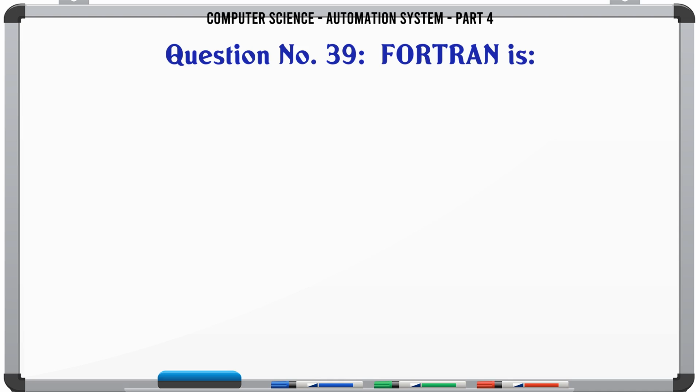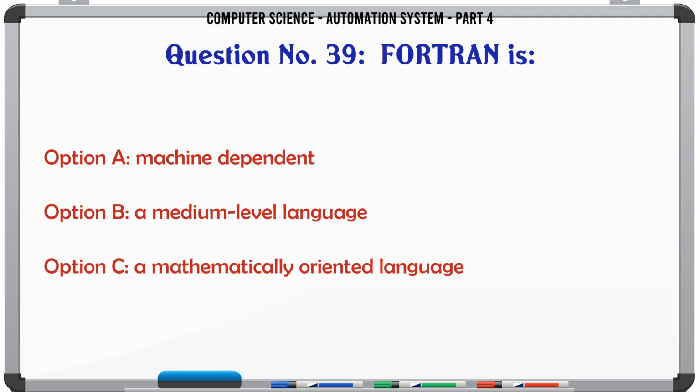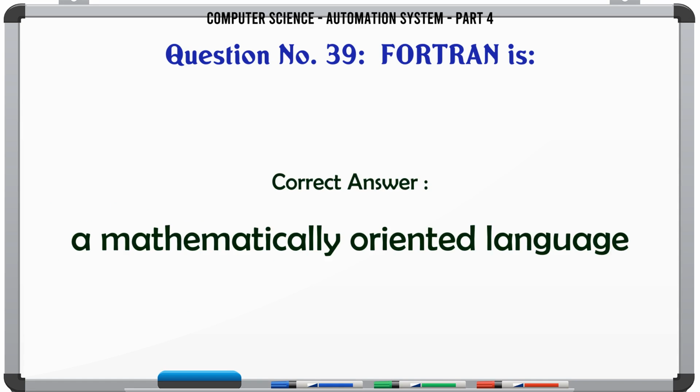Fortran is A. machine-dependent. B. A medium-level language. C. A mathematically oriented language. D. All of the above. The correct answer is a mathematically oriented language.